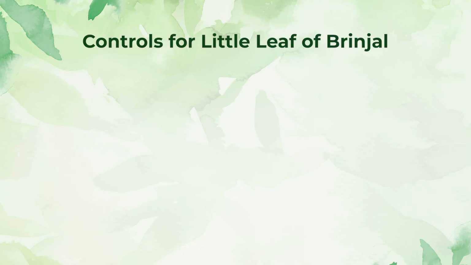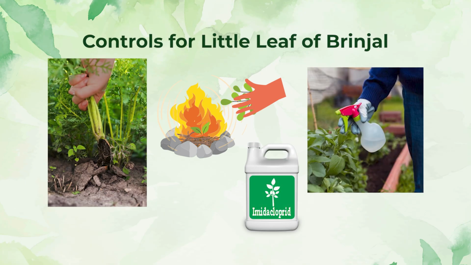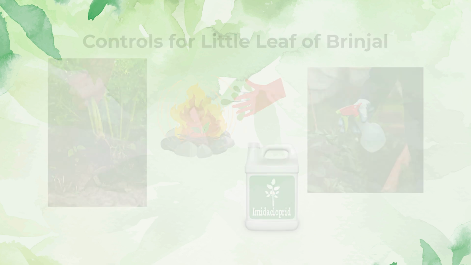Control. Uproot infected plants and burn them as soon as the first sign of initial symptoms appear. Avoid early transplanting to escape leaf hopper population. Spray imidacloprid 3 ml per 10 liter of water to avoid the secondary infection of the disease.